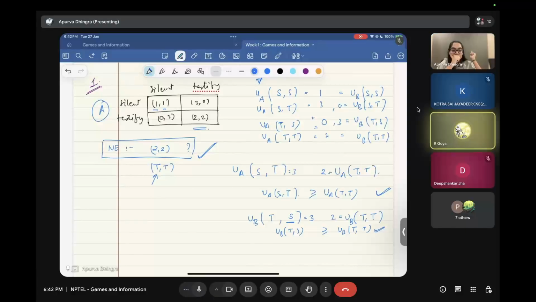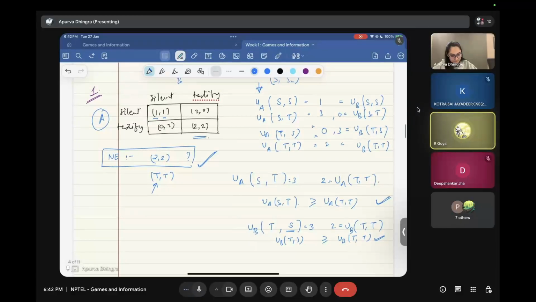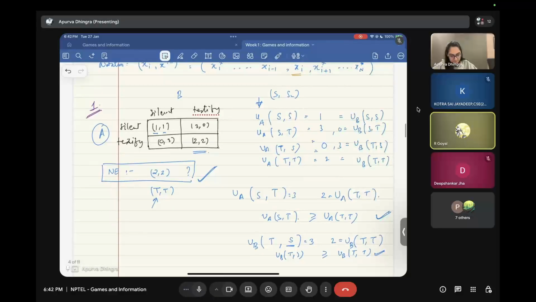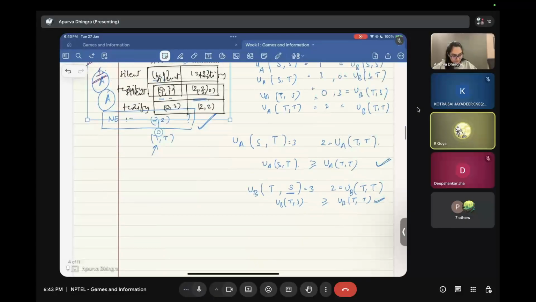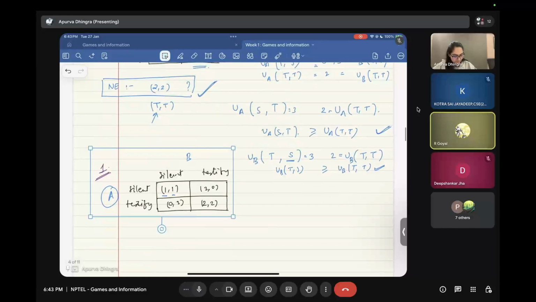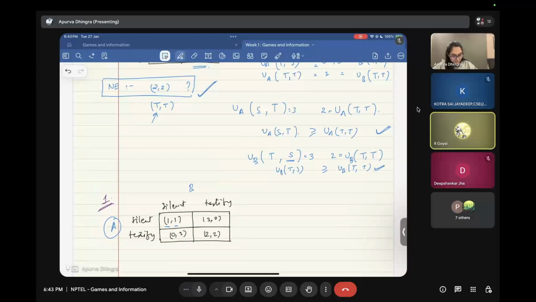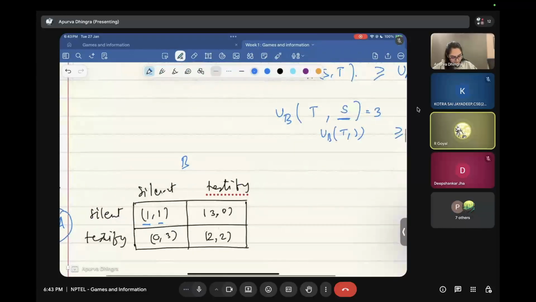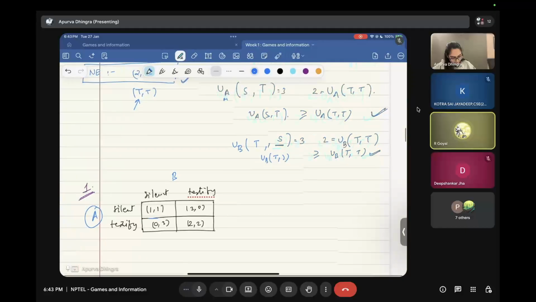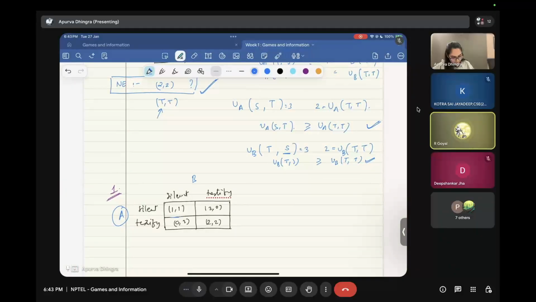Say the first player chooses to remain silent, then I shall focus only on the first row. And now, what are the options available for the second player? The second player will also get a benefit if he also remains silent, if the first row is fixed, right? So if the first player chooses to remain silent, then player B would also like to remain silent because of the larger payoff.